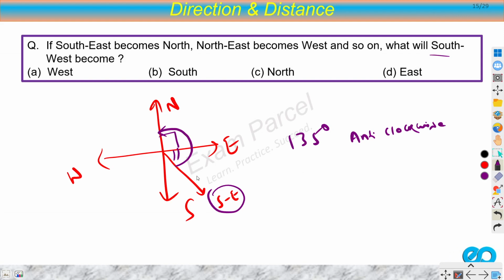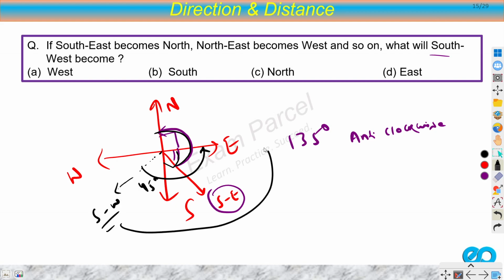Then what will southwest become? So we are asked for this direction. Obviously this question is easy. Since you moved in this direction, you can move this also in this direction, and how many degrees? 135 degrees. So 45 here and 90 here. So this southwest would coincide now with east, right? 45 and 90, so this would become east. So option D. This is also an easy question.